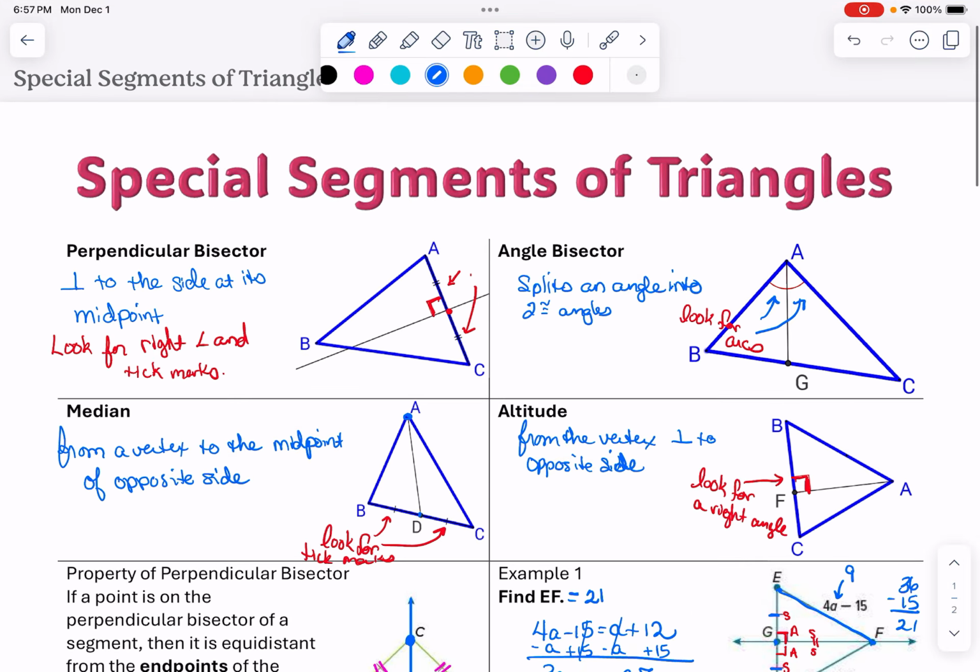So you're looking for right angles. Altitudes and perpendicular bisectors have right angles. You're looking for tick marks. Medians and perpendicular bisectors have tick marks. You're looking for angle arcs. Angle bisectors have the arcs or arches.